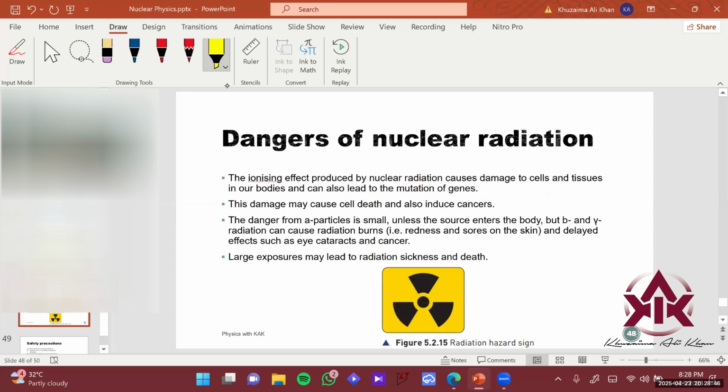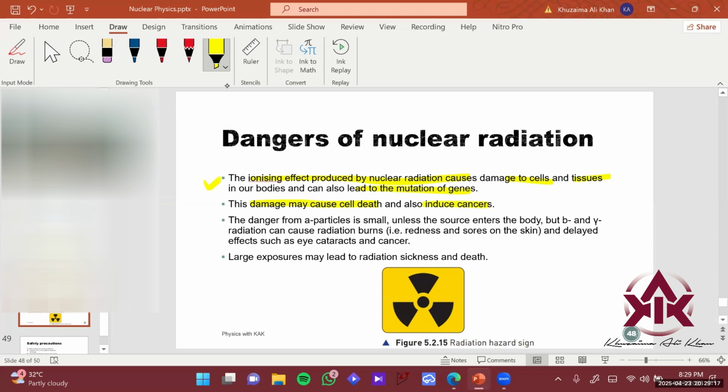Right? Then we have some dangers over here. That is the ionizing effect produced by nuclear radiation causes damage to cells and tissues that can basically create abnormality and create cancer cells. Right? Okay, if we have, let's say, excess cells getting produced, that is again abnormality. If you're getting a decrease in your blood cells, right, that is again abnormality. Right? That is a cancer. Right? So this damage may cause cell death and also induce cancers over here.